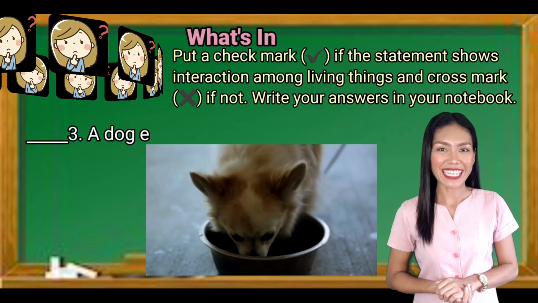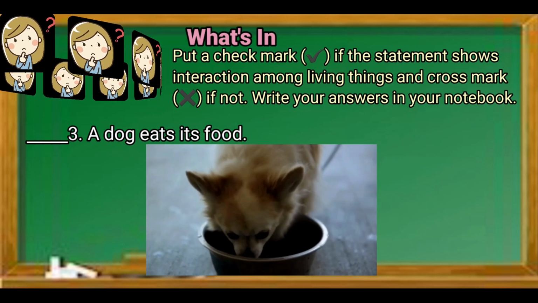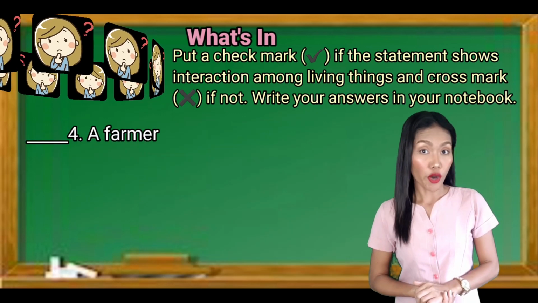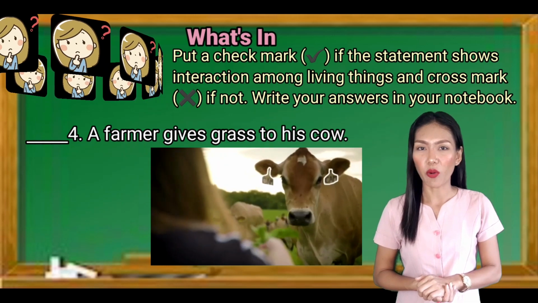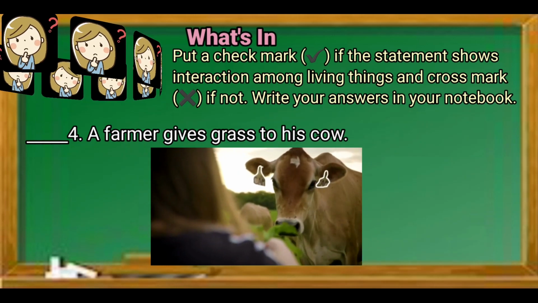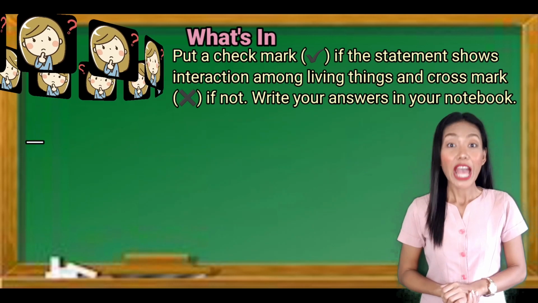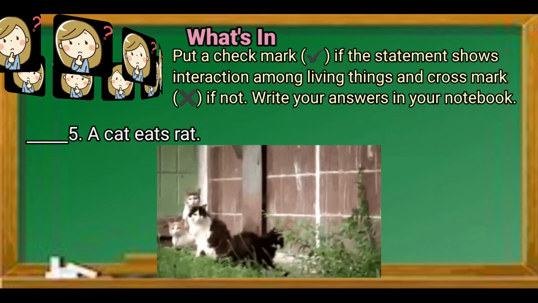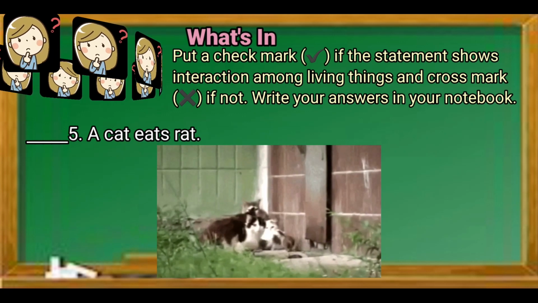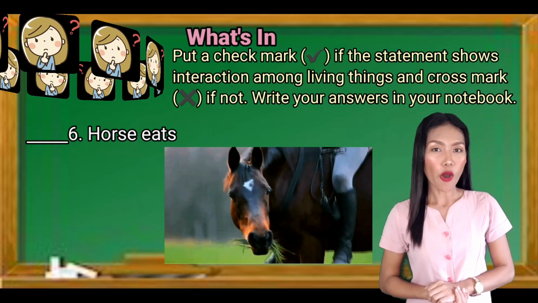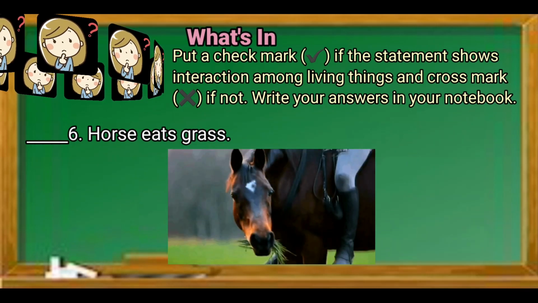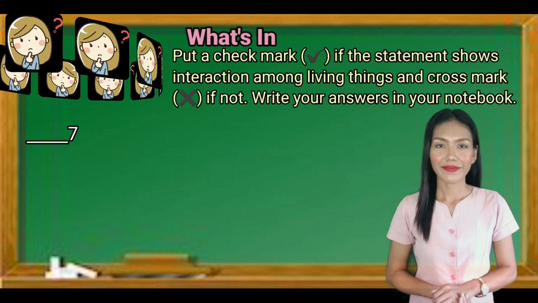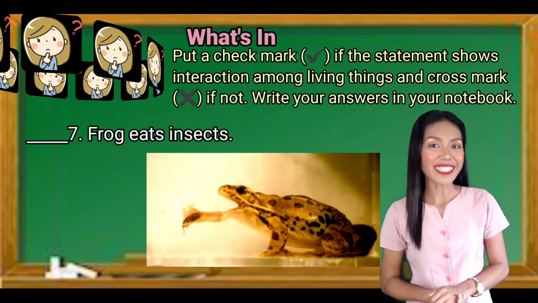Third, a dog eats its food. Fourth, a farmer gives grass to his cow. Fifth, a cat eats a rat. Sixth, a horse eats grass. Seventh, a frog eats insects.